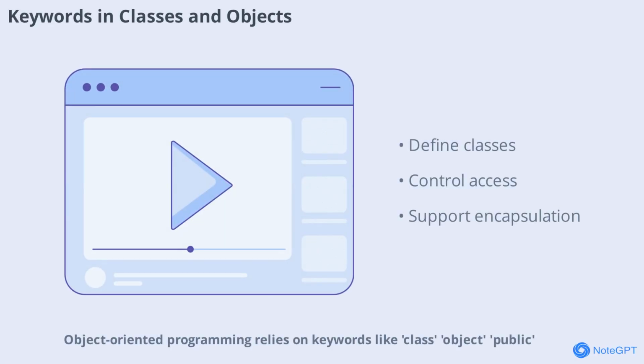Object-oriented programming relies on keywords like class, object, public, and private. These keywords define how data and functions are grouped and accessed. They help create complex data structures and control access to different parts of the code, supporting encapsulation and modularity.